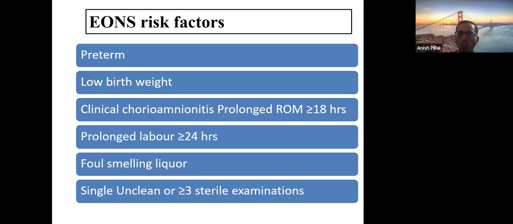If there is prolonged labor, foul smelling liquor, multiple vaginal examinations, the baby can get infected there. Maternal fever. A lot of factors put the baby at a higher risk for early onset sepsis. Maternal tachycardia. So a lot of features need to be monitored and asked in the history, whether the mother had any of these risk factors. And especially in preterm, we need to first ask why did preterm labor start? Because many times preterm labor itself may be a sign that there is some mild or subclinical infection in the mother.